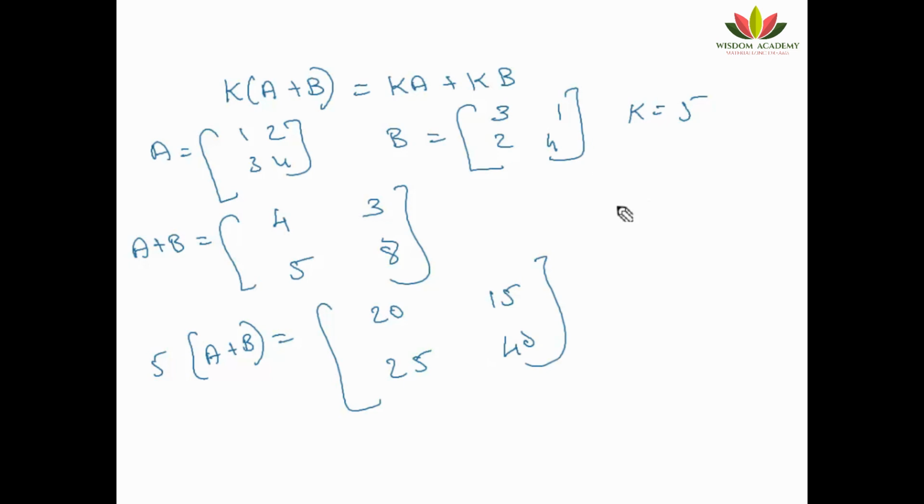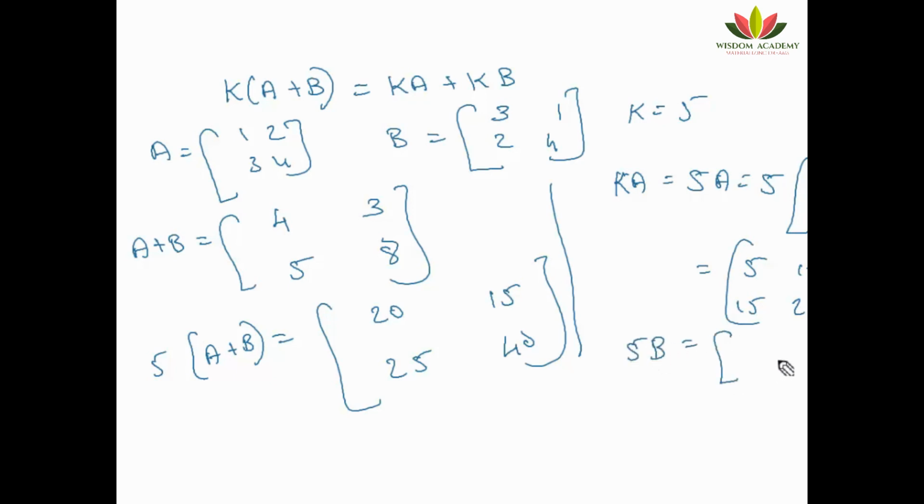Then what is going to be the KA value? KA is equal to 5A, which is 5 into the A matrix, 1, 2, 3, 4. Right? Which is equal to 5, 10, 15, 20. Similarly, 5B is 5 into B. What is the B value? 3, 1, 2, 4. It results in 15, 5, 10, 20.